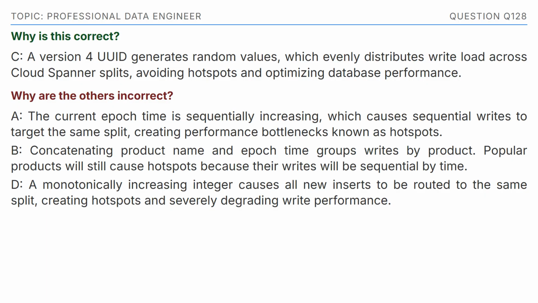database performance. Why are the others incorrect? A. The current epoch time is sequentially increasing, which causes sequential writes to target the same split, creating performance bottlenecks known as hotspots. B. Concatenating product name and epoch time groups writes by product. Popular products will still cause hotspots because their writes will be sequential by time. D. A monotonically increasing integer causes all new inserts to be routed to the same split, creating hotspots and severely degrading write performance.